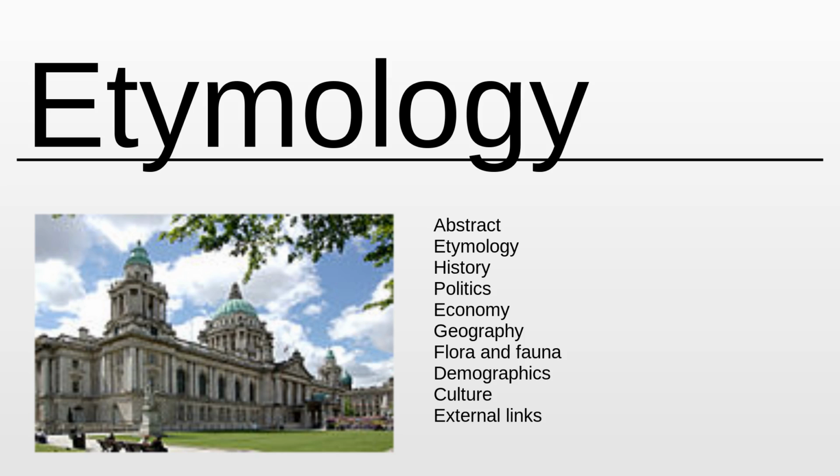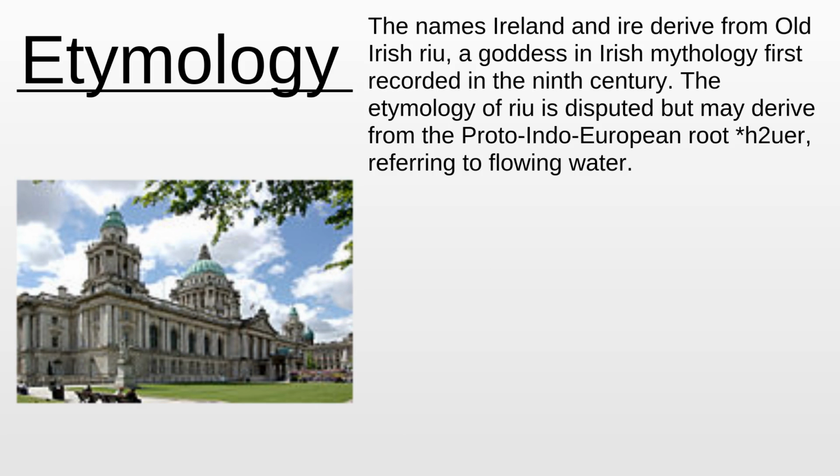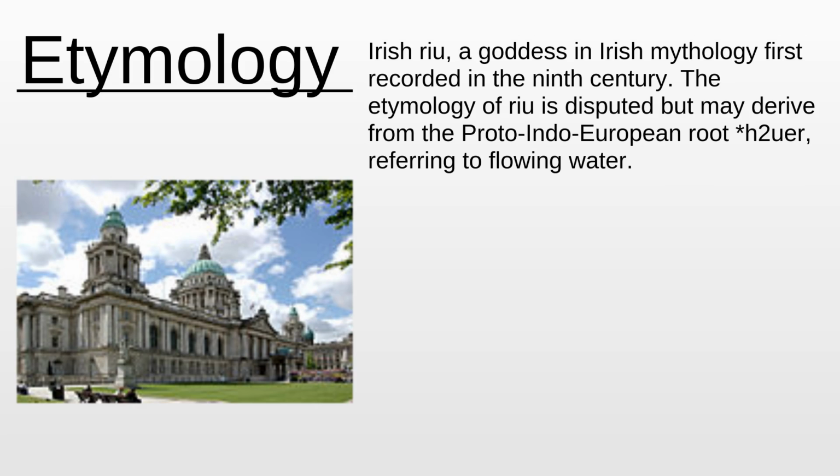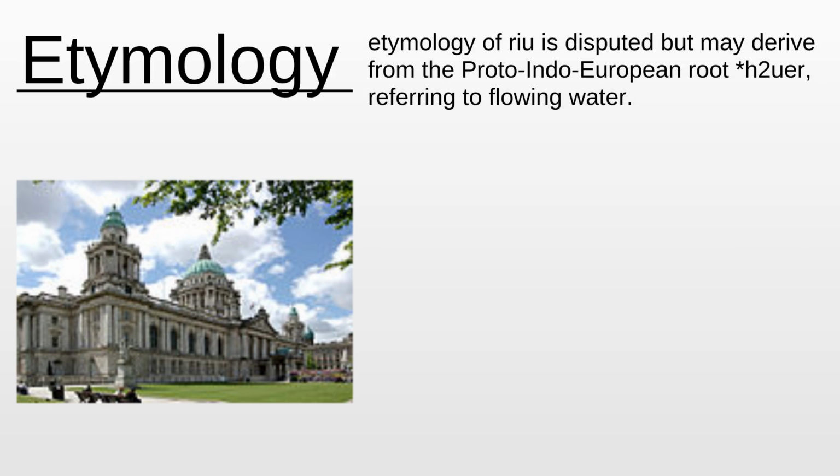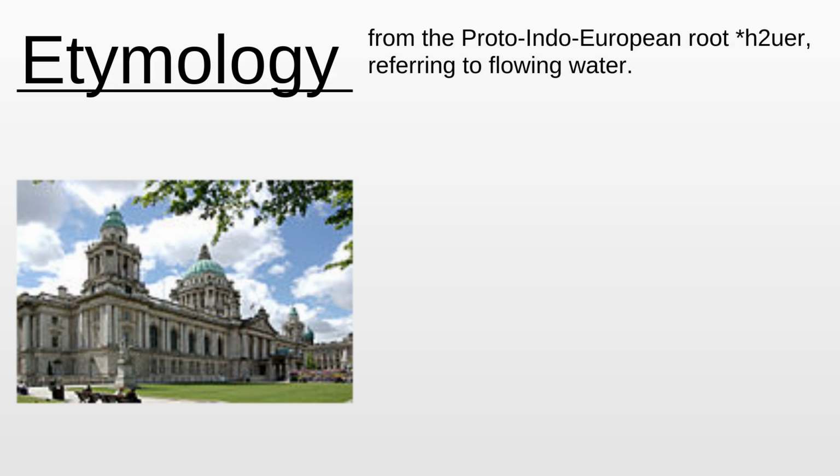Etymology. The names Ireland and Ire derive from Old Irish Riu, a goddess in Irish mythology first recorded in the 9th century. The etymology of Riu is disputed but may derive from the Proto-Indo-European root h2 referring to flowing water.